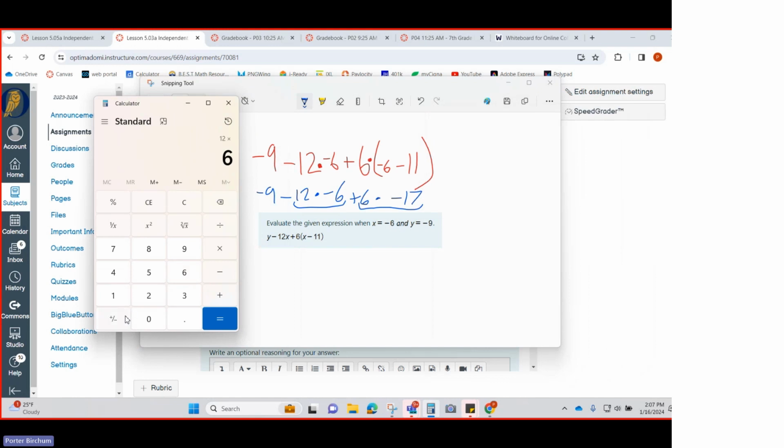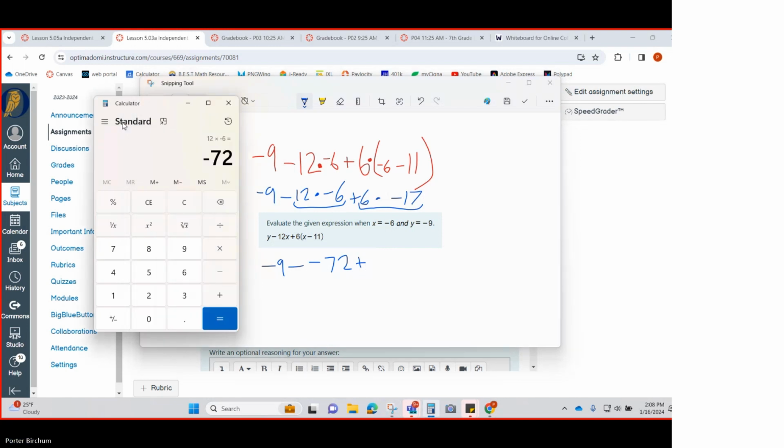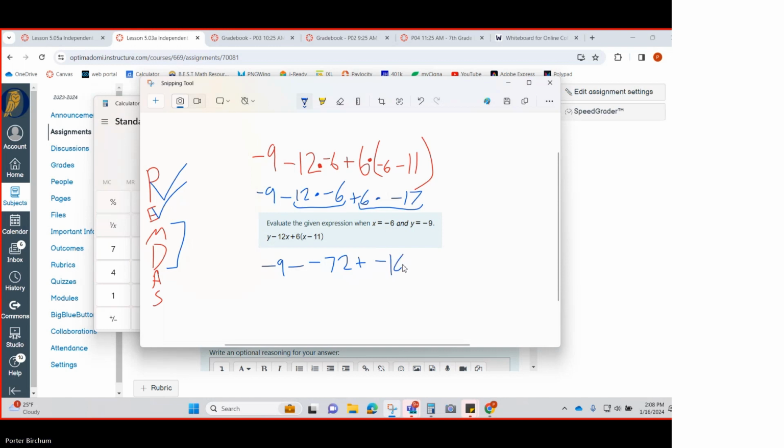12 times -6 is -72. So -9 minus -72 plus, what is 6 times -17? I know it will be negative 72. So instead of writing 6 times -17, I wrote -102. Instead of writing 12 times -6, in its place, I wrote -72.